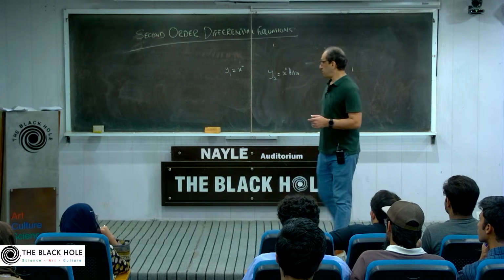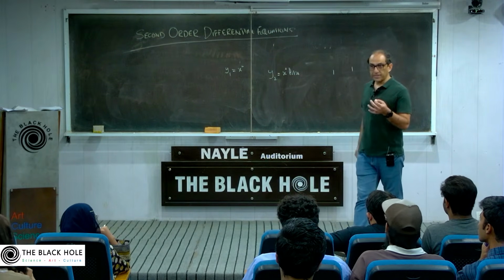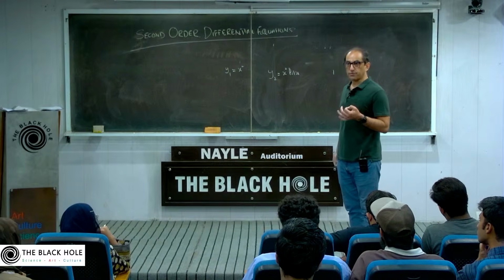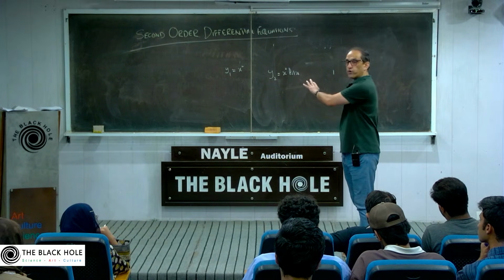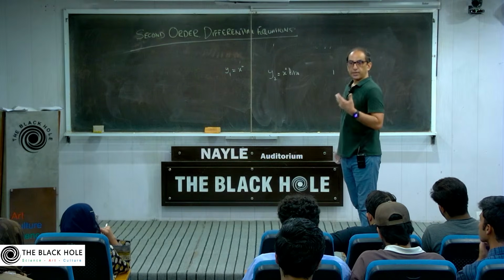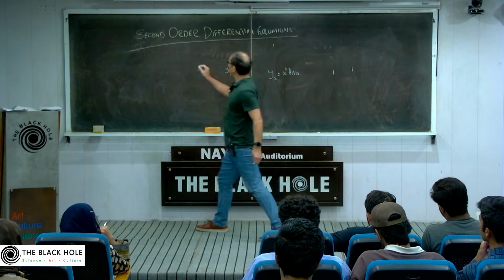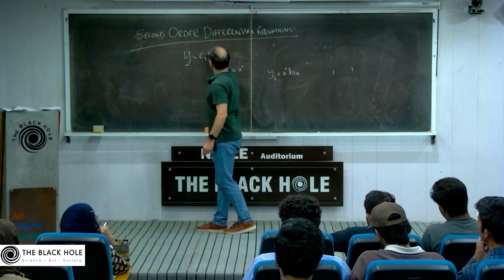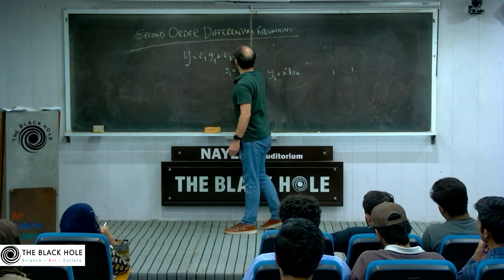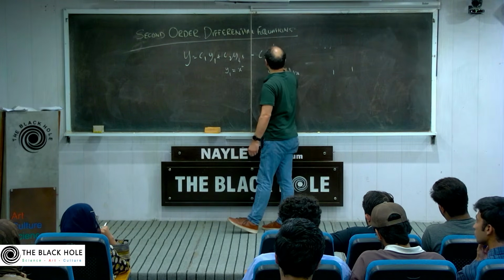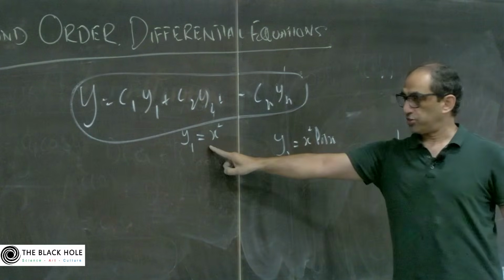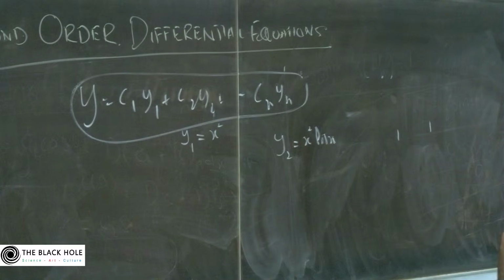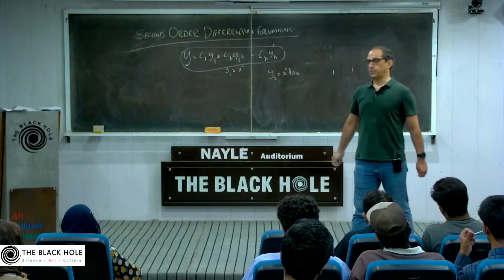But the thing is, if I am writing down a second order linear differential equation and without proof I have told you that the solutions can be written as C1 Y1 plus C2 Y2 plus so on up to Cn Yn. So let's say I have a differential equation with these two solutions. Using this superposition theorem, what is it that I can say?